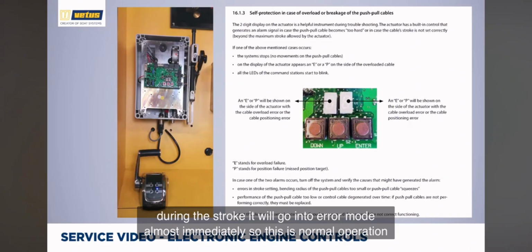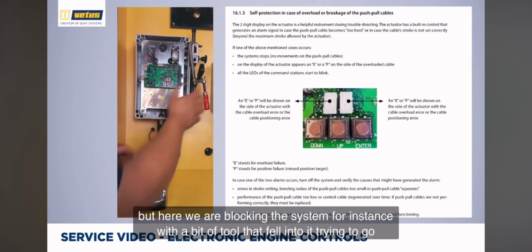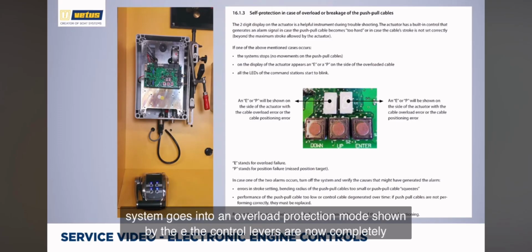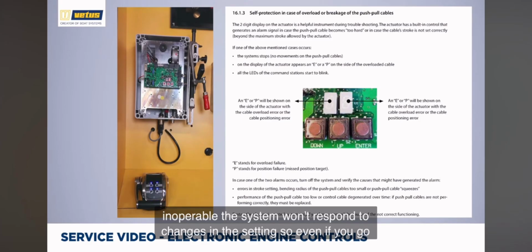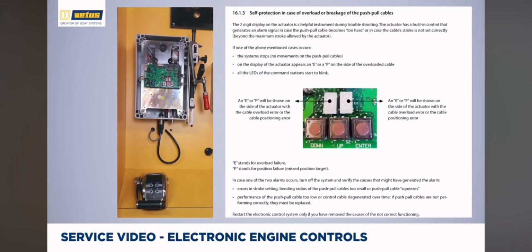So this is normal operation, but here we are blocking the system, for instance with a bit of tool that fell into it. Try to go into reverse gear. There's now a problem halfway during the stroke, and in about 10 seconds the system goes into an overload protection mode, shown by the E. The control levers are now completely inoperable. The system won't respond to changes in the setting. So even if you go back to forward gear, the system won't respond. All 4 LEDs are blinking to indicate a malfunction.